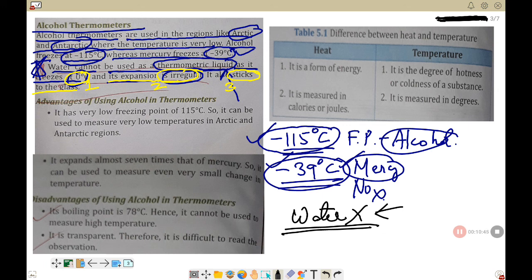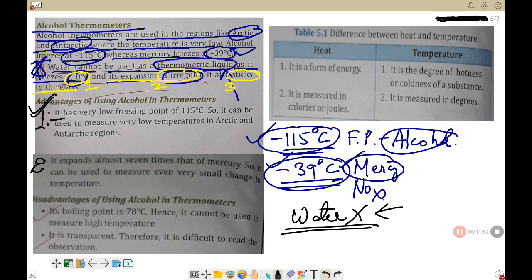Understand? Now let's see the advantages of the alcohol thermometer. Okay, it has two advantages. Number one is on page number 77. Number 2 is on page number 78.